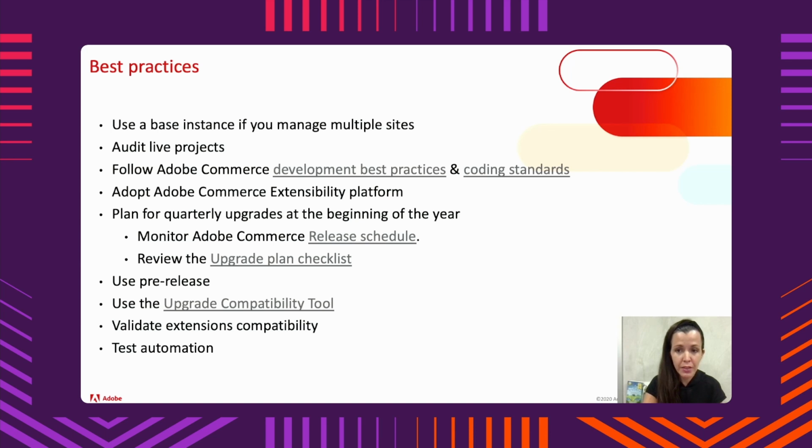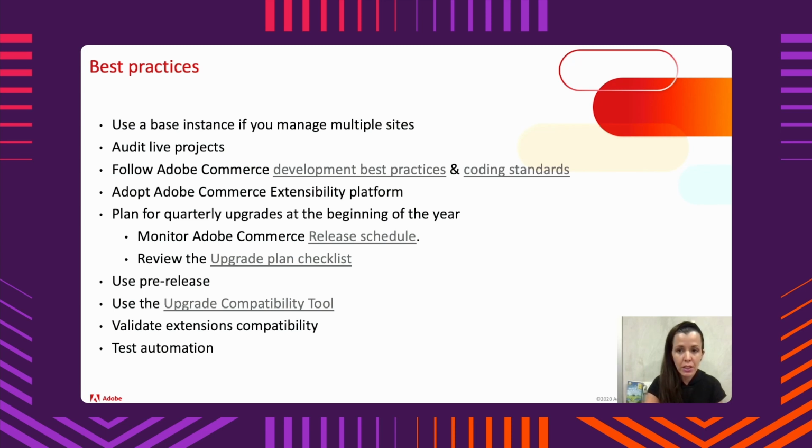If your project is live, we suggest you run an audit to determine its quality and understand how you can improve it to make upgrades more efficient. From the moment you start working on a project, you should consider how future upgrades are going to be impacted by the work that you're doing at the moment. So you should always follow our development best practices and coding standards. This is going to help you to keep the quality that you need to simplify your upgrades.